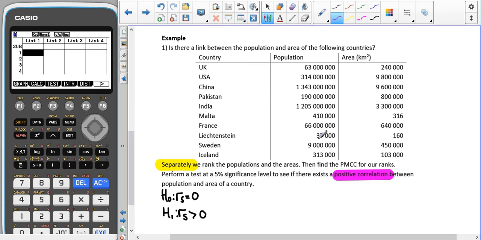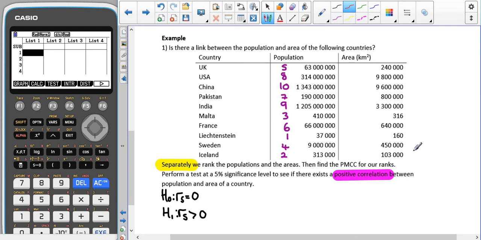So if we have a look here, Liechtenstein has the smallest population, so that's going to get the rank 1. The second smallest population is Iceland, which gets the rank 2. Then Malta, which gets the rank 3. Then Sweden, which gets the rank 4. UK gets the rank 5. France gets the rank 6. Pakistan gets the rank 7. USA gets the rank 8. India is 9. And China is 10.